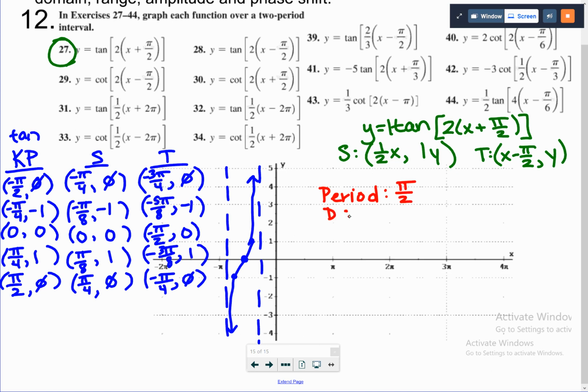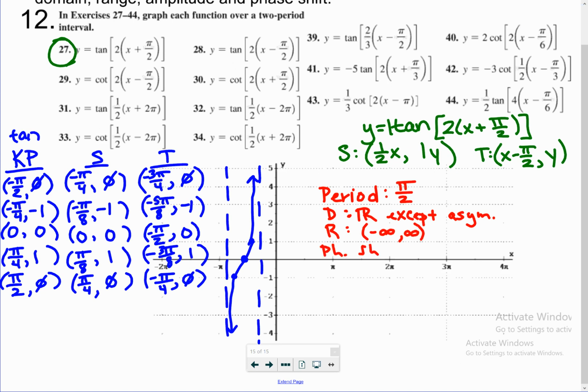Domain of these guys. Okay, so all reals, negative infinity, except the asymptotes. Yep. Okay, range. All reals, up and down forever. Okay, phase shift. Same rule as before, opposite of C, negative pi over 2.